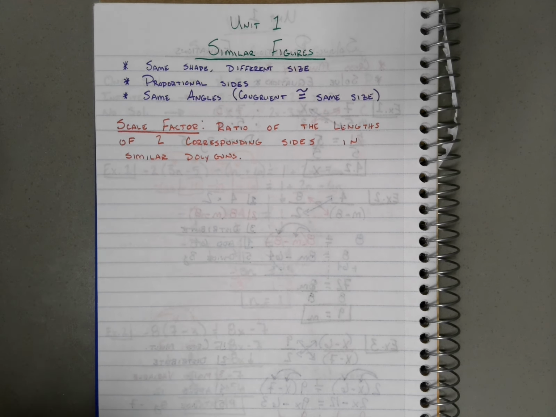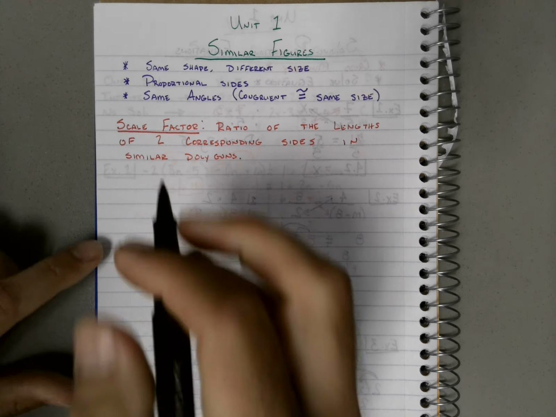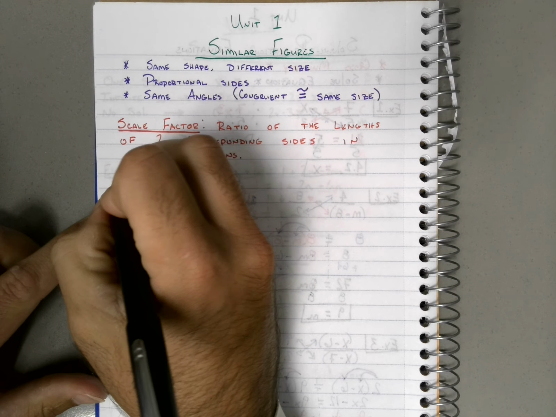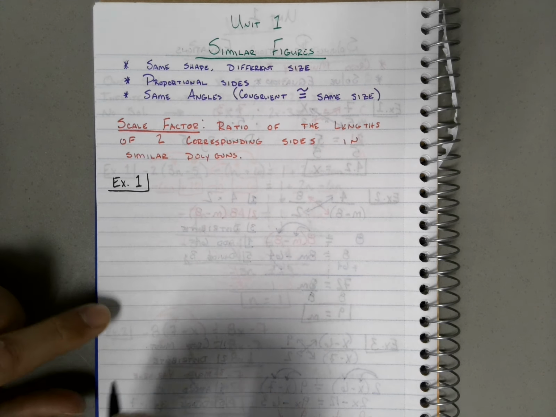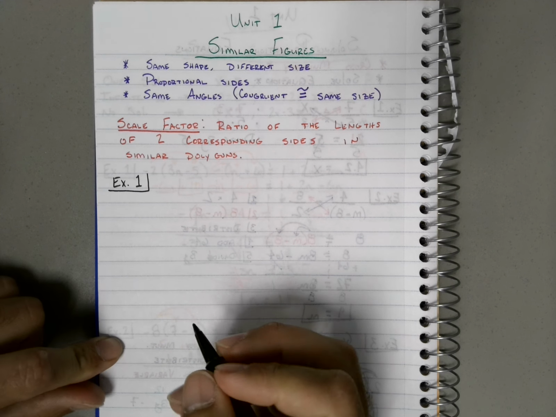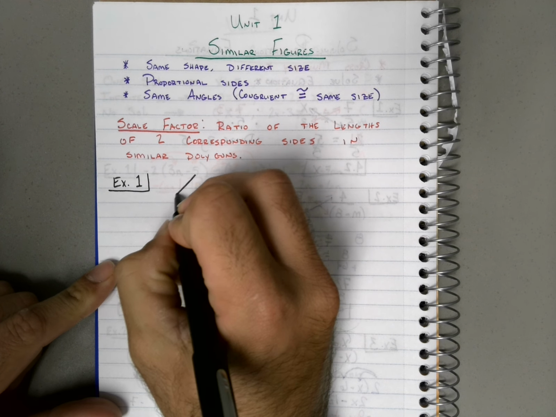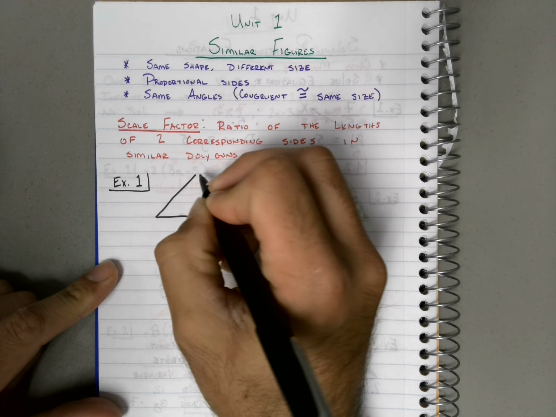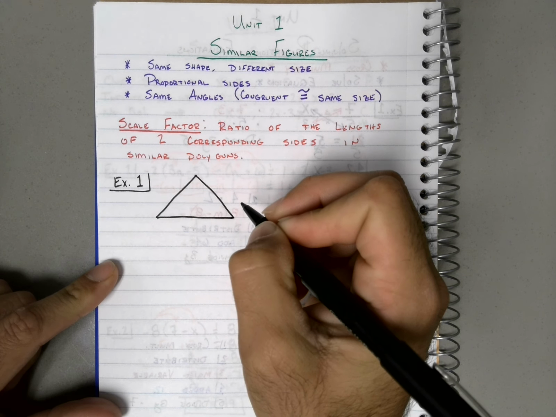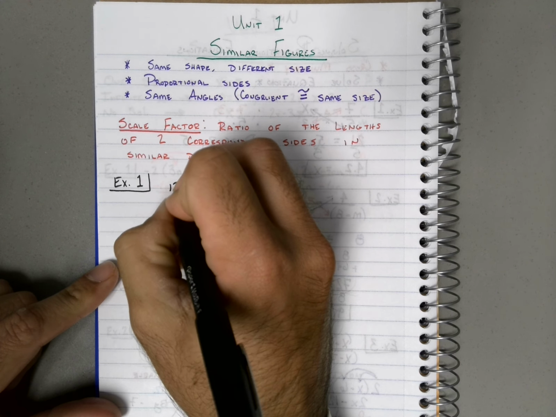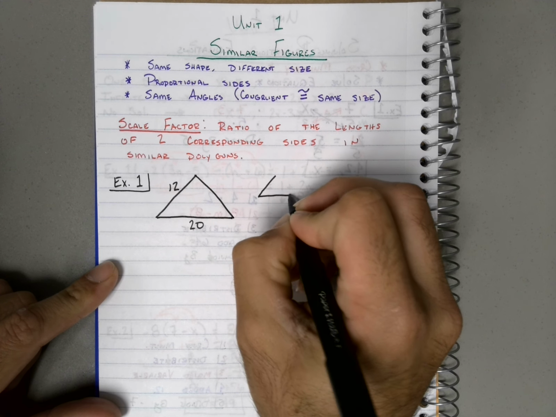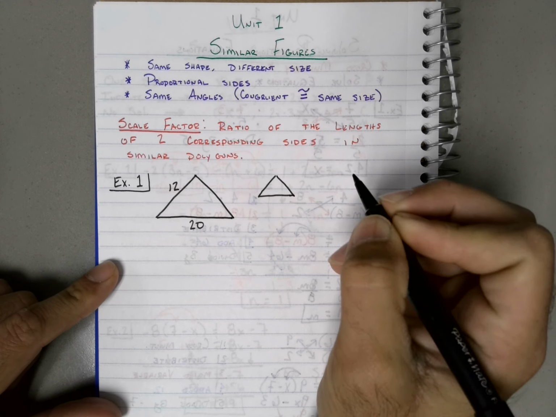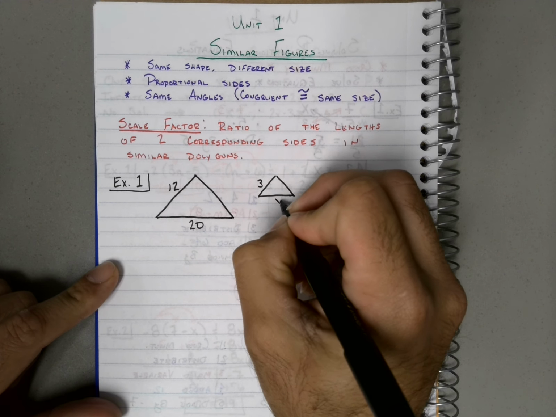So let's look at a few examples here. Okay, now with this unit, you can't make fun of my drawings. I'm not an artist. I'm a math teacher. Okay, so don't laugh. Let's say we have two triangles, for example. Let's say we have this big triangle here, and we said this side was 12, and this side was 20. And then we have this little bitty triangle. Let's say this side is 3 and this side is x.